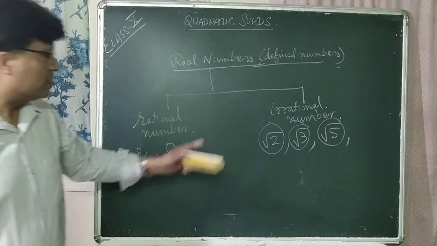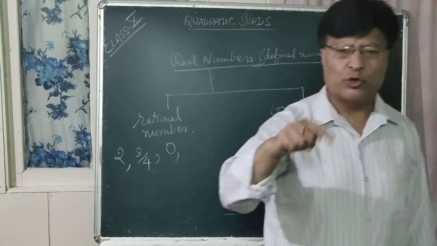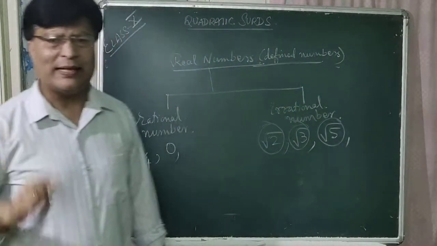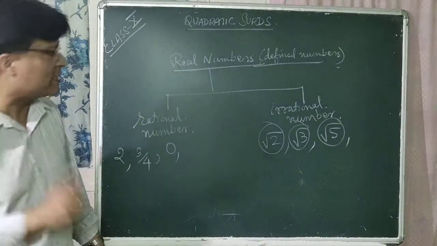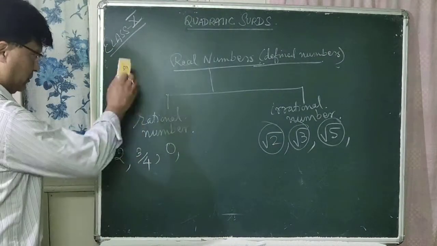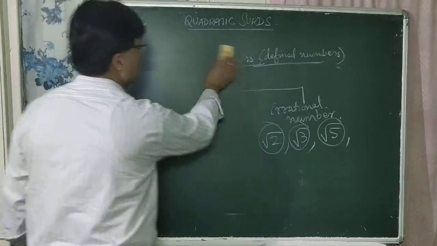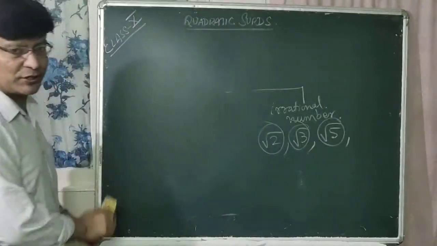Is that clear? That is root over 2, root over 3, root over 5, root over 6, root over 8, root over 10. All these are known as surds, and these are also known as quadratic surds. Okay, now these are all about your real numbers. Now let's discuss the quadratic surds.